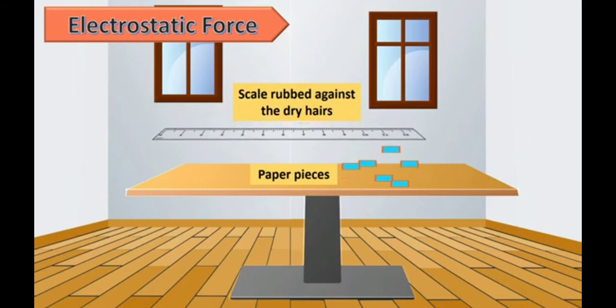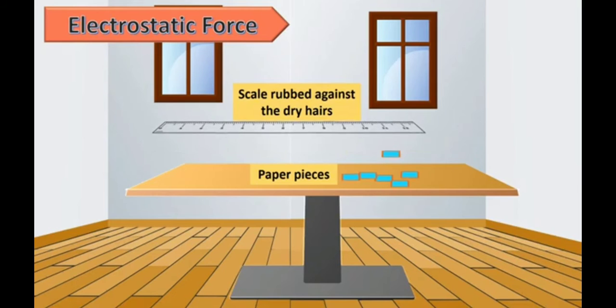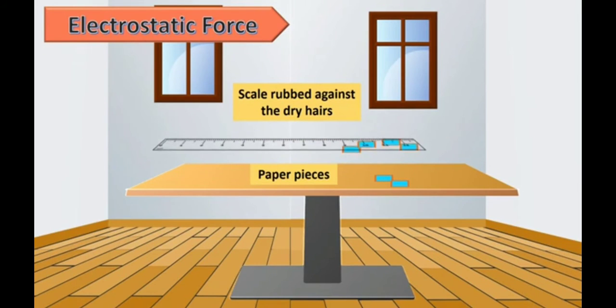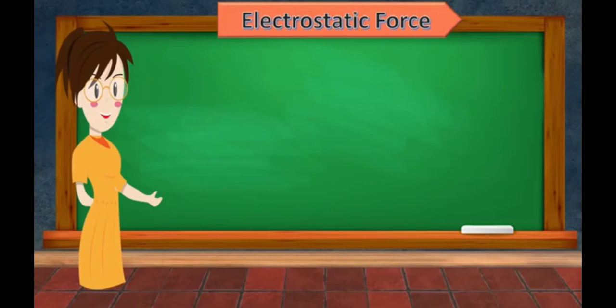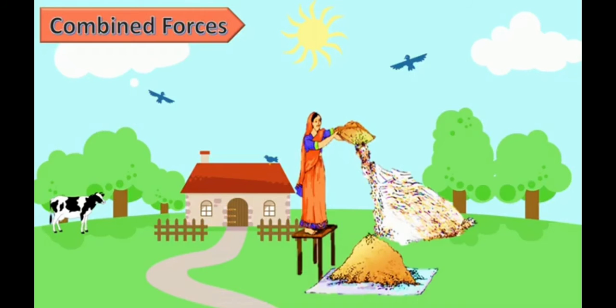Have you done this experiment anytime? Try this out. Put some pieces of paper on the floor, take a plastic scale and rub it for a while on your hair, and then bring that part to the pieces of paper. All the pieces of paper will get stuck to the scale. Now, what is electrostatic force? Static electricity is produced on materials like rubber, plastic, and ebonite due to friction. The force exerted by such electrically charged material is called electrostatic force.